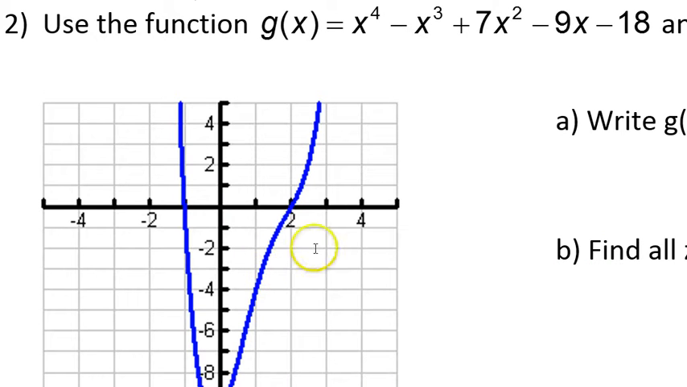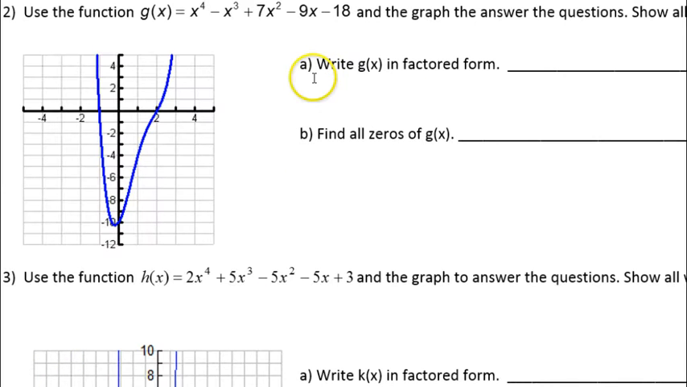All right, for number 2, I'm given a function and I'm given the graph. So again, we are supposed to write this in factored form. So I have to factor this, and I need to find all the zeros. Now, how many zeros should there be for this problem? There should be 4, because the degree is 4, so I'm looking for 4 zeros.